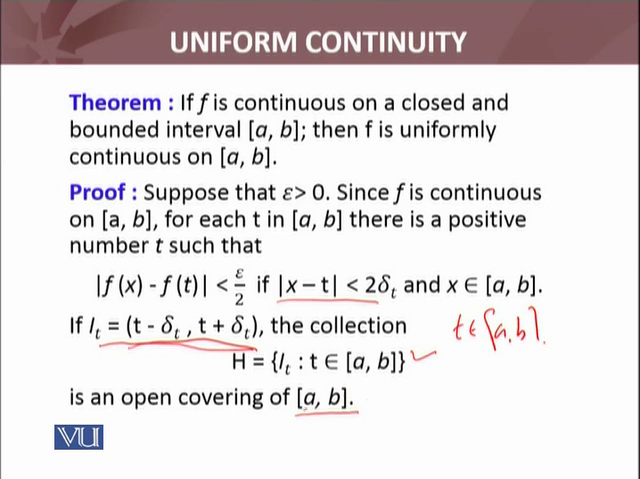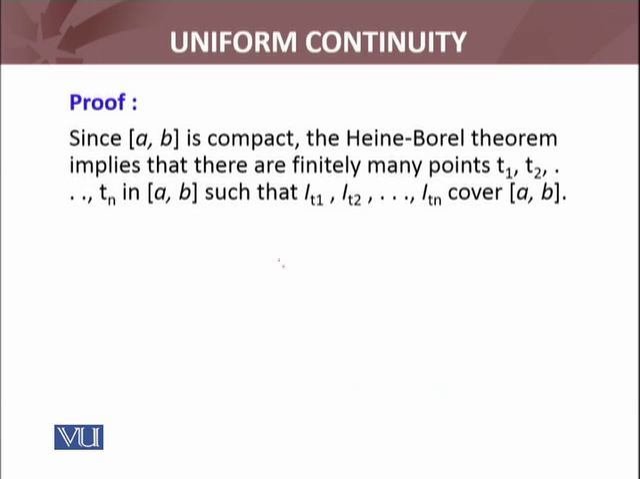अब open cover, closed interval AB, जैसे हम पहले argument देते रहे हैं, this is a compact set of real numbers. So it must have a finite subcover. So by applying the Heine-Borel theorem, there must exist t1, t2, so on and so forth, tn in the closed interval AB such that I_t1, I_t2, so on and so forth, I_tn cover AB.